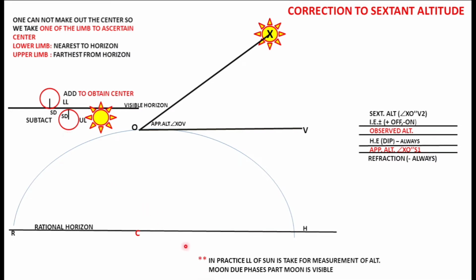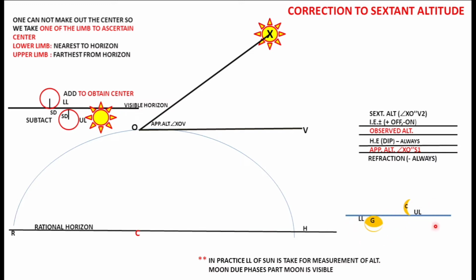In practice, the lower limb of the sun is always taken for measurements because we can see the full sun. The problem is only with the moon. Because of its phases, we see only part of the moon. So for the moon, the limbs become important.